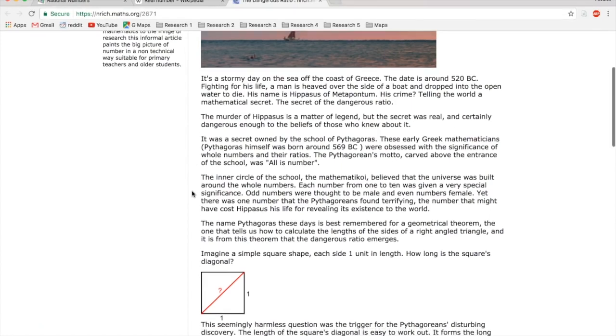But it goes on, the inner circle of the school, the Mathematici, believed that the universe was built around the whole numbers. Each number from 1 to 10 was given a very special significance. Odd numbers were thought to be male and even numbers female.